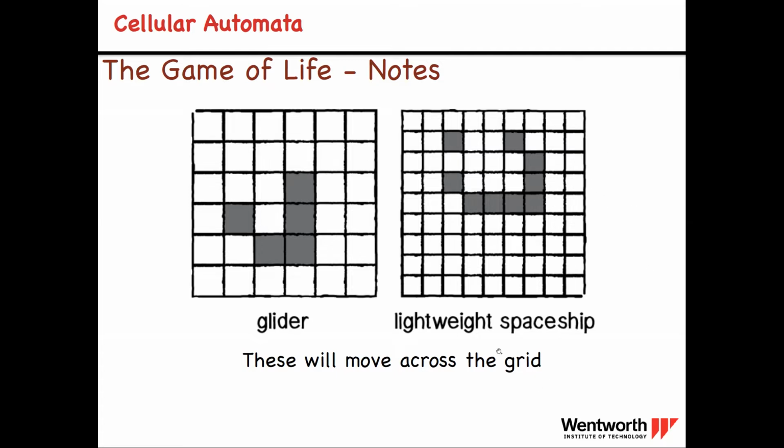Lightweight spaceship, we're probably not going to see. We're just going to start with a random board of ones and zeros. So unless you explicitly make the lightweight spaceship, you're probably not going to see it, because it needs so much empty space around it and the randomness to create it. So probably not going to see this one, but this one also will change its shape as it's moving across the grid. So there's some really cool stuff that we end up seeing here.